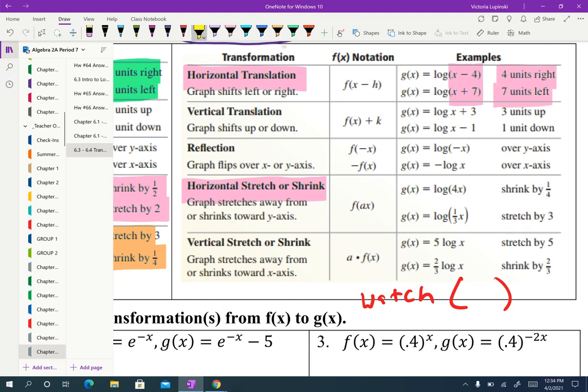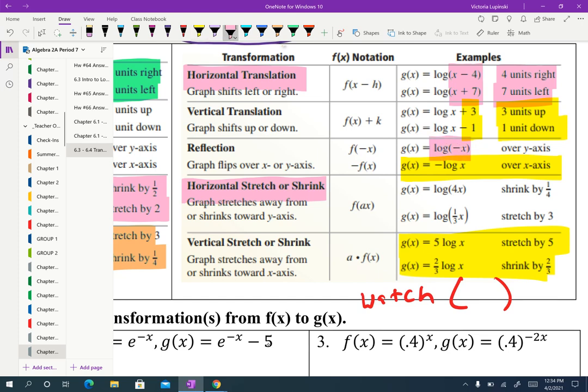Then when it comes to anything that's vertical, it's going to be outside of the parentheses. Notice there aren't any parentheses at all, so that's how you would know that those are outside values. Other outside values include the reflection over the x-axis and the vertical stretching and the shrinking. And then again, anything that's horizontal is always inside and it's the opposite.